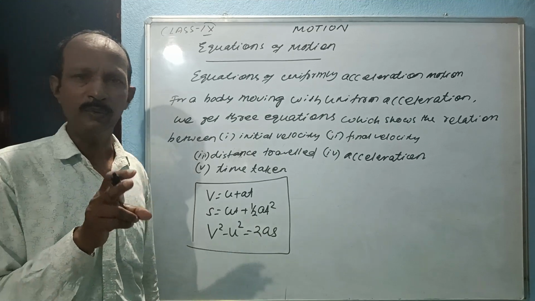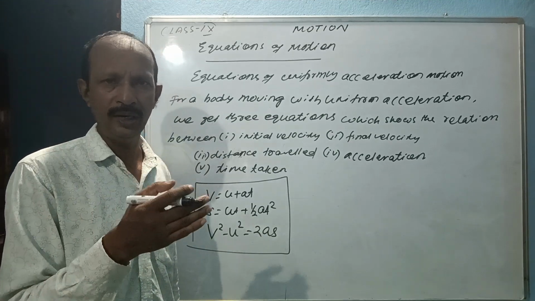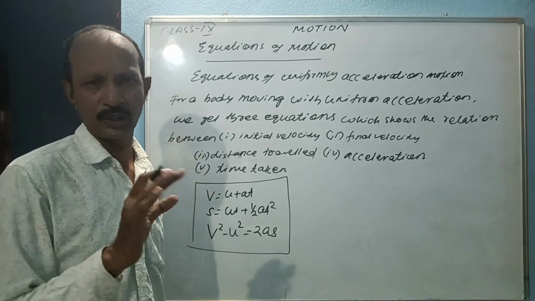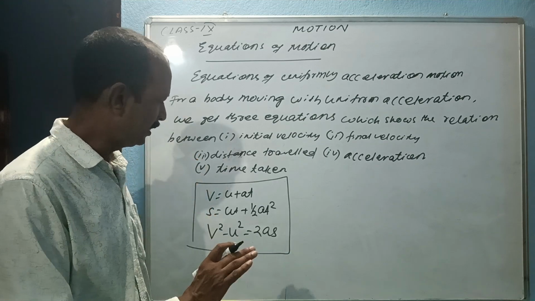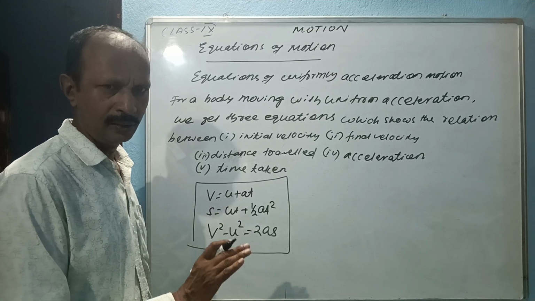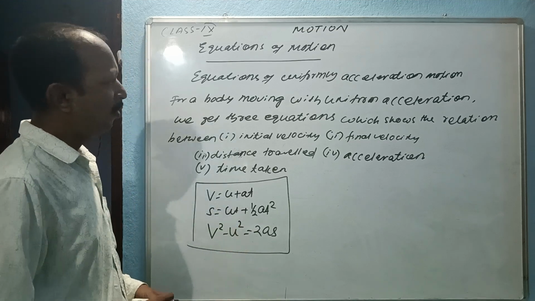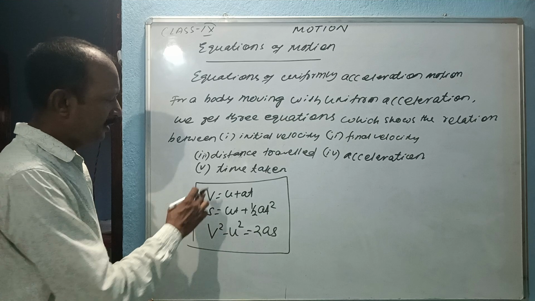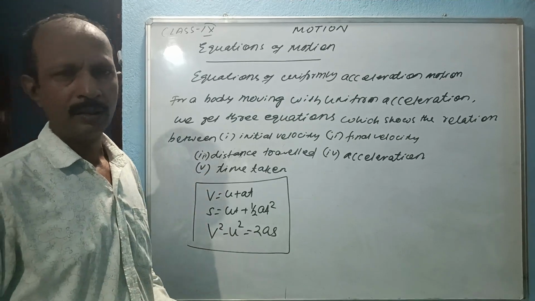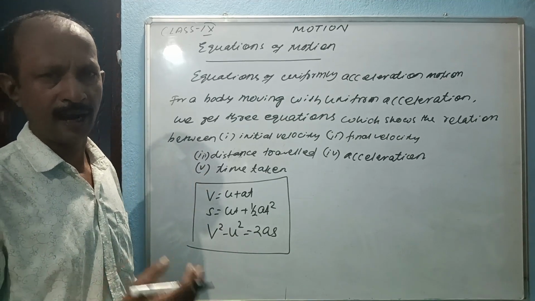It is related with a body which is moving with uniform acceleration. That means it is in a straight line only. Clear? So now I am going to derive these three equations with the help of a graph.